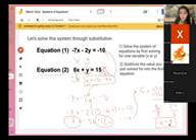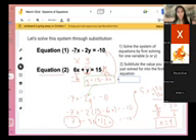Is anyone still confused? It's okay if you are. I'll do it one more time more slowly. But is anyone confused on how I found that x was equal to 4? Okay, seems like people got that.